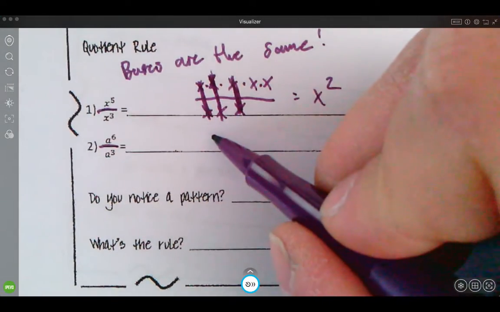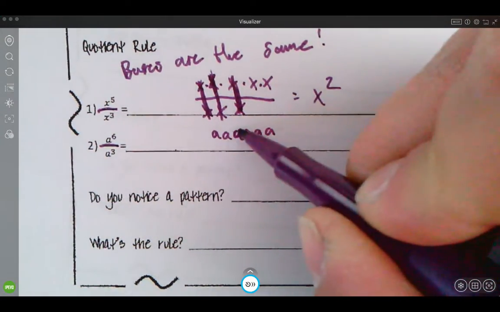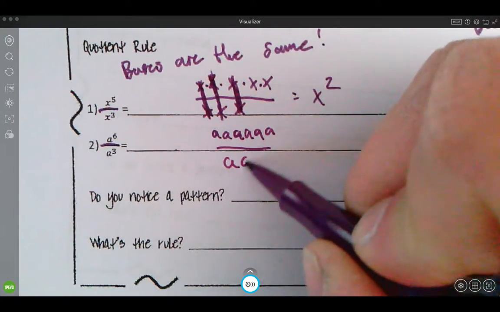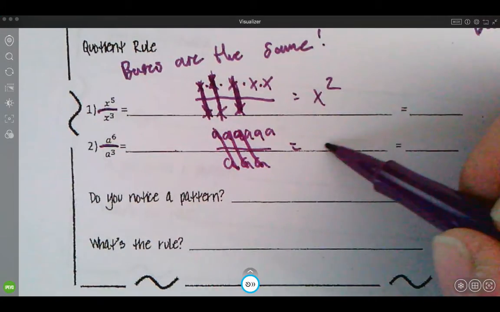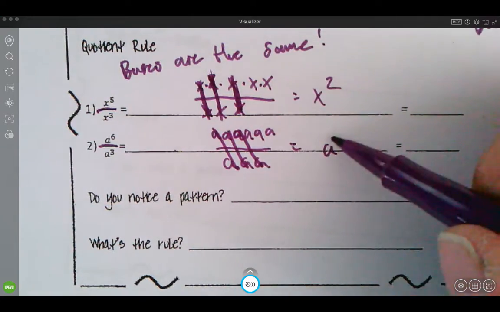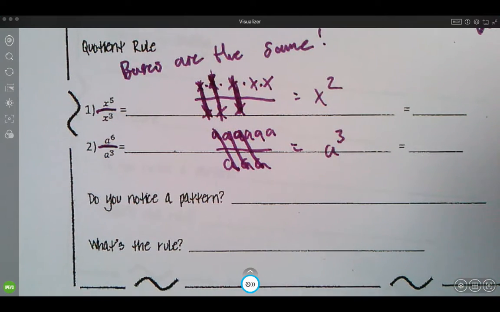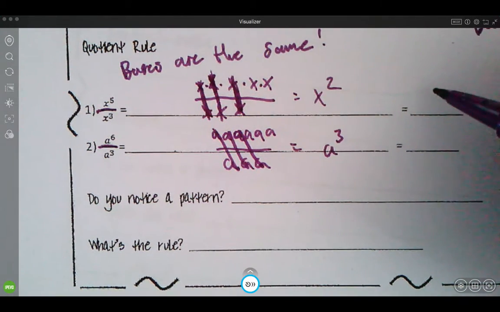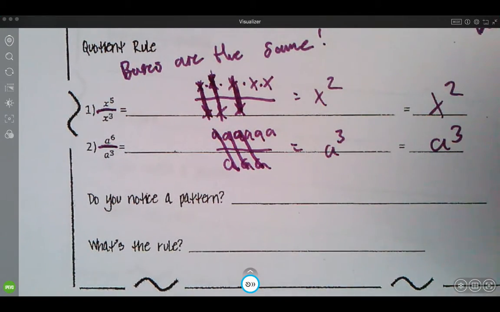Hold that thought. What about if we had a to the sixth, 1, 2, 3, 4, 5, 6, over a to the third? Cancel, cancel, cancel. Oh wait, hold on. Yeah, a to the third. There are 3 a's left. So how would I make 6 and 3 turn into 3? Hopefully you're noticing you just subtract. So really, the rule is if it's the same bases being divided, just subtract the exponents.